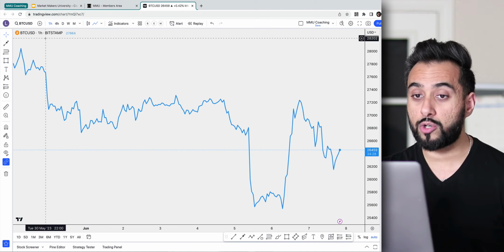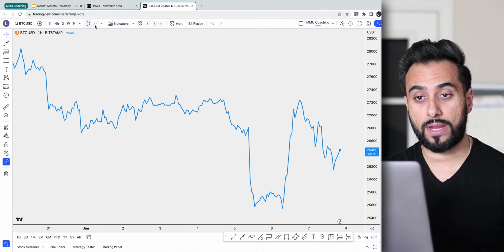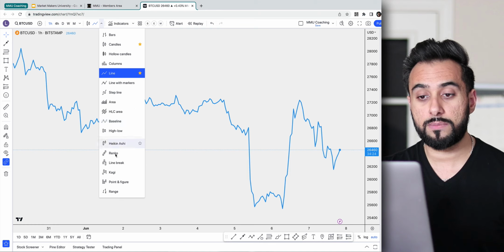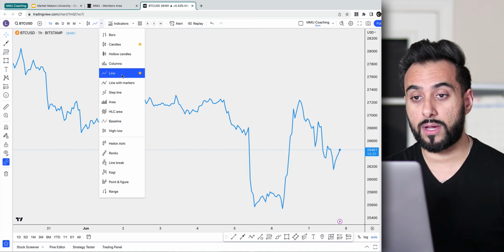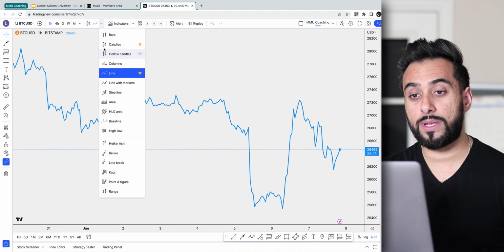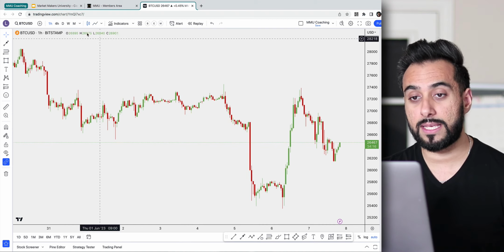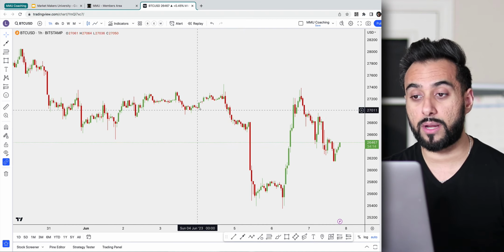So on TradingView, you'll see at the top, this little area right over here, if you click the down arrow, there's a bunch of different charts that you can pull up. That's the original line chart that everyone kind of knows and loves. And then you would need to click where it says candle. So this is the candlestick chart that we're going to be talking about.